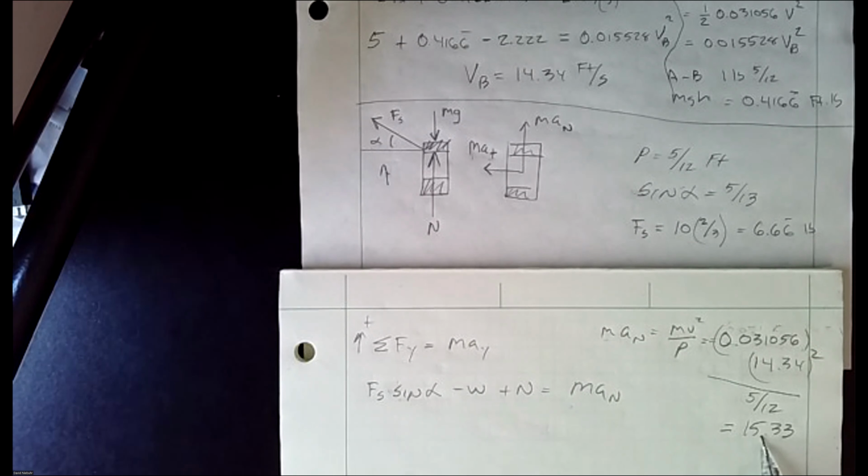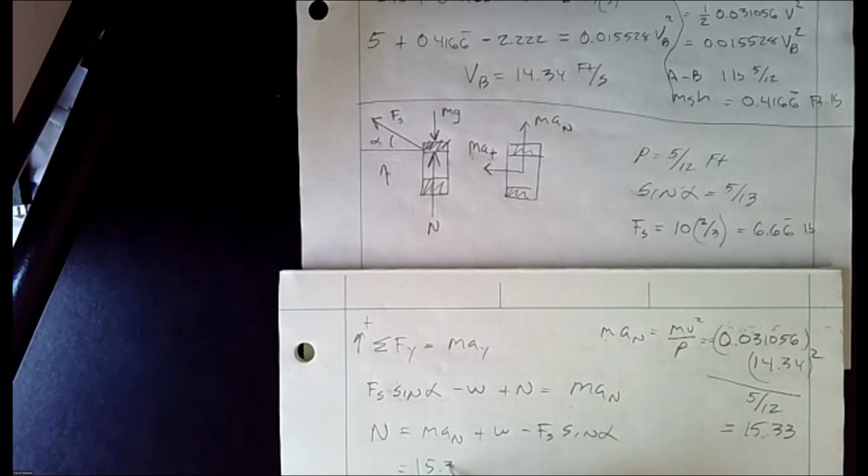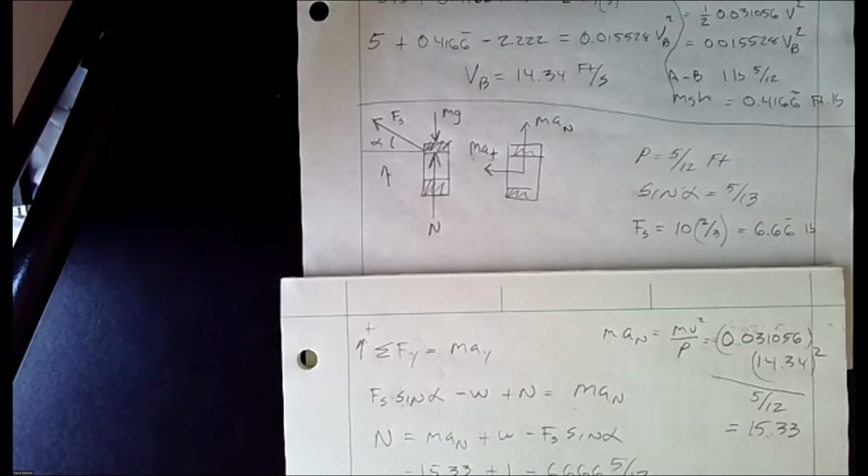So then what do we have? If we rearrange, we know that the normal force equals m a_n plus W minus the force of the spring times sine alpha. So that equals 15.33 plus 1, and then minus 6.666 times 5/13. And that's it. That's all we have. So we figure out the normal force is about 13.77 pounds. And there you have it.